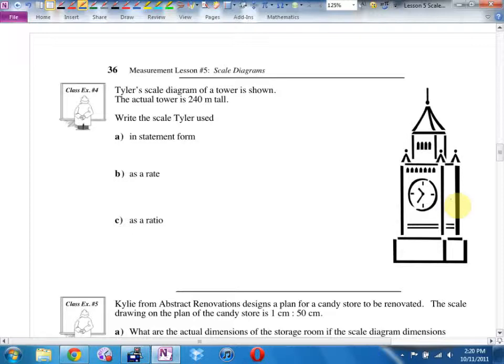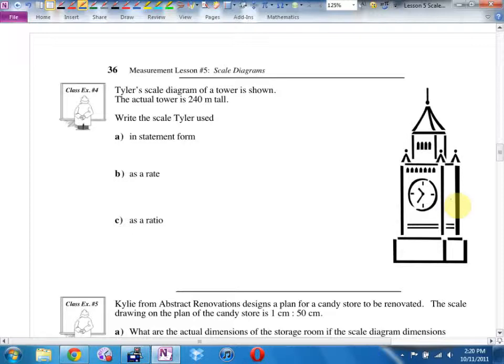Tyler's scale diagram of a tower is shown. The actual tower is 240 meters tall. Write the scale Tyler used. So this time, instead of them telling me the scale and saying, find the actual measurement, now they're telling me the actual measurement.